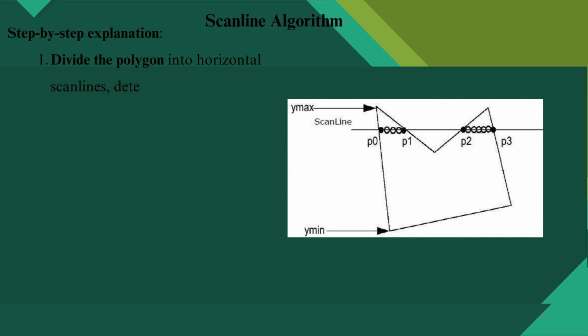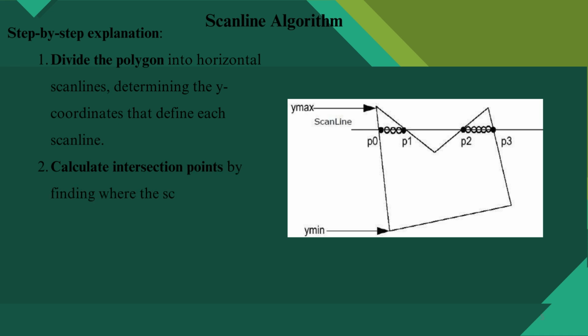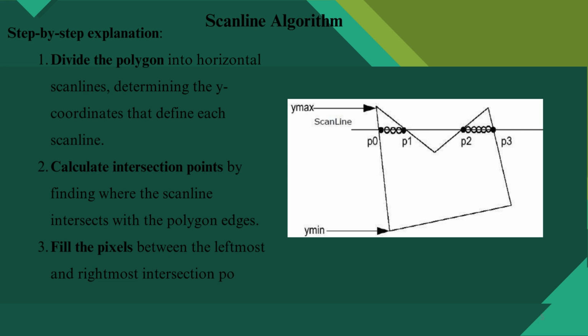In the scanline algorithm, first we have to divide the polygon into horizontal scanlines, determining the y coordinates that define each scanline. Next, we have to calculate intersection points by finding where the scanline intersects with the polygon edges. And third, we have to fill the pixels between the leftmost and the rightmost intersection points for each scanline.